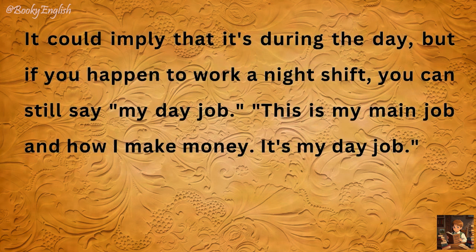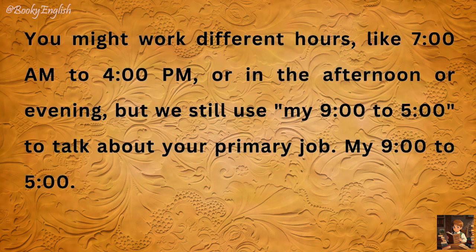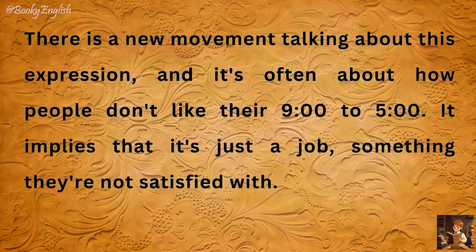It's my day job. Another way to talk about your main job is to say, my 9 to 5 is in a marketing firm. My 9 to 5 talks about the hours that you work, 9 a.m. to 5 p.m. You might work different hours, like 7 a.m. to 4 p.m., or in the afternoon or evening, but we still use my 9 to 5 to talk about your primary job.